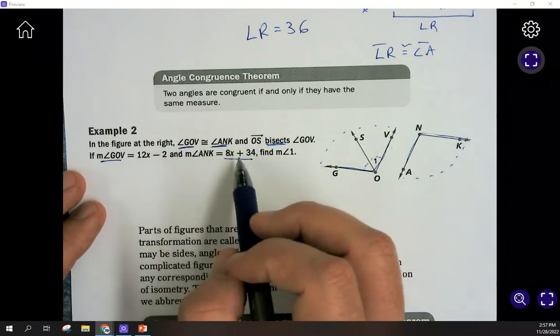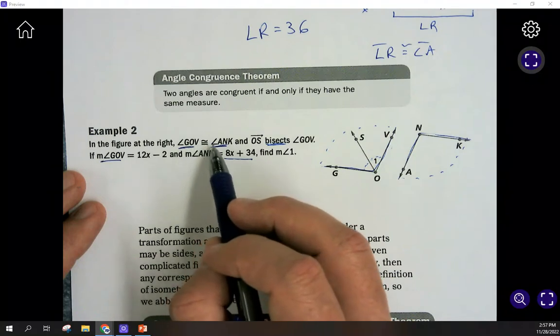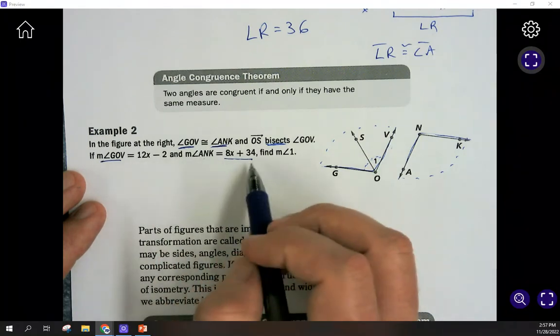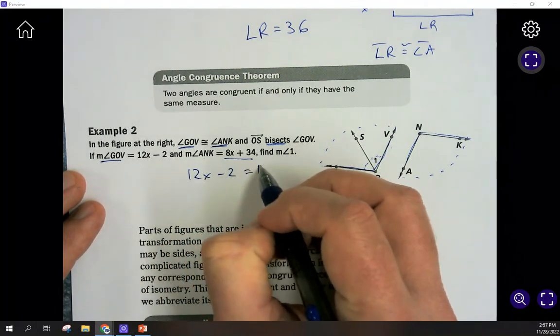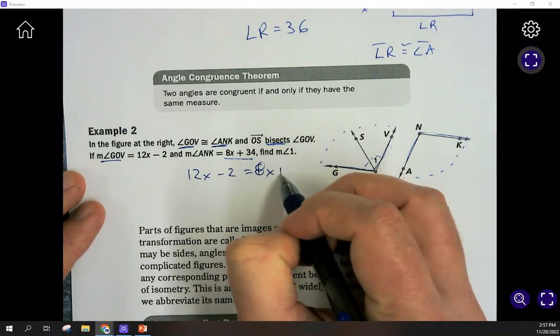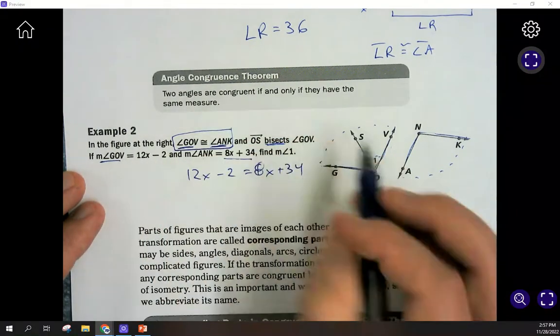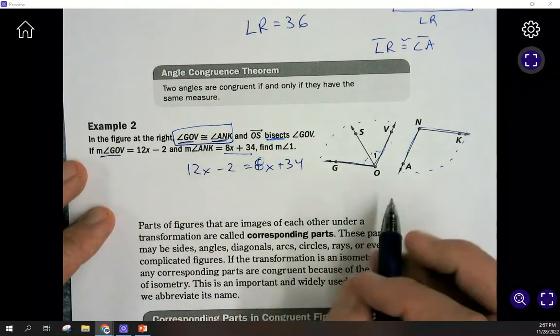So how I set them up algebraically is that they're equal. GOV is congruent to, which means has the same measure as ANK. So this has to equal this. 12x minus 2 must equal 8x plus 34. And again, that comes from this. That's why I'm allowed to set it up like that. This one equals this because they told me they're congruent.